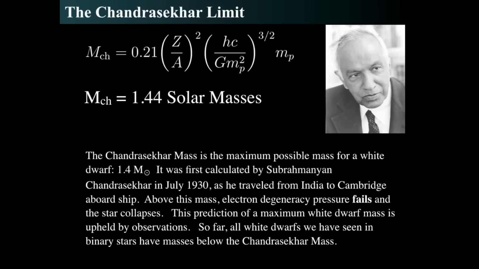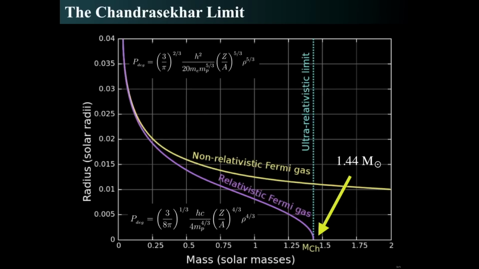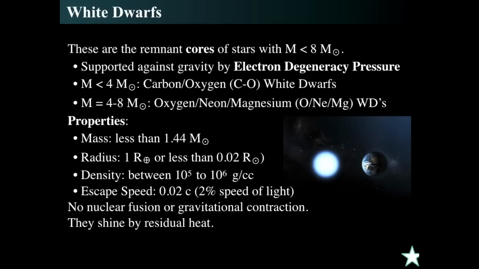So above this mass, the electron degeneracy must fail, because then the electrons would have to be traveling at the speed of light. So that gives a prediction for the maximum mass, and that's upheld by observation. There is no white dwarf that's ever been observed that is more massive than 1.44 solar masses. And this is described in this little thing. We have the non-relativistic Fermi gas, which goes as M to the minus 1/3. But if we add in the relativistic terms, meaning it can't go faster than the speed of light, you get the limit of the Chandrasekhar mass, which is 1.44 solar masses.